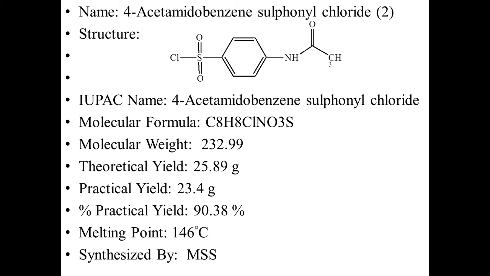This is the structure of this compound. This is the IUPAC nomenclature, the molecular formula, molecular weight, theoretical yield, practical yield, percent yield. After complete dryness, we measured the melting point and got 146 degrees Celsius for this synthesized 4-acetamido-benzene sulfonyl chloride, and the standard melting point of this compound is 147 degrees Celsius.